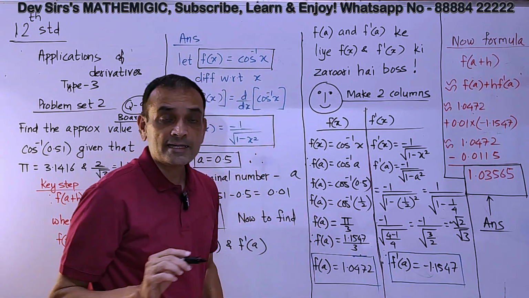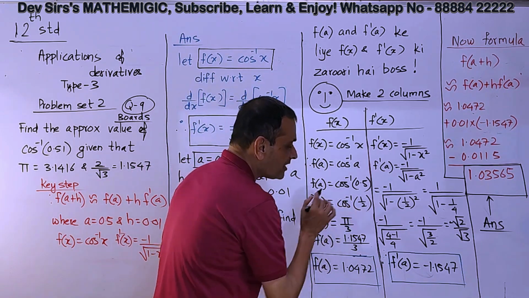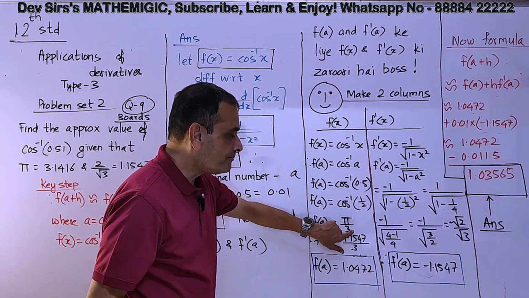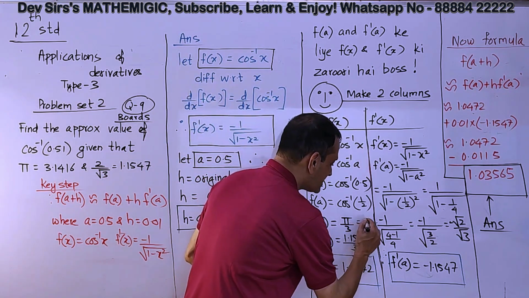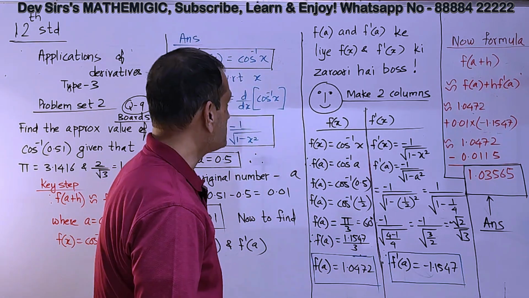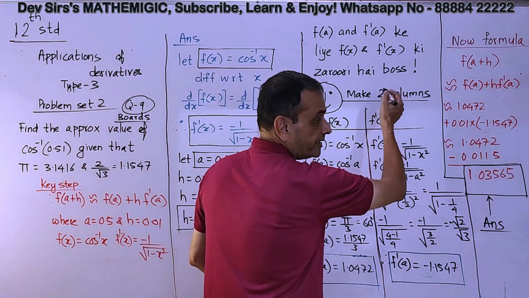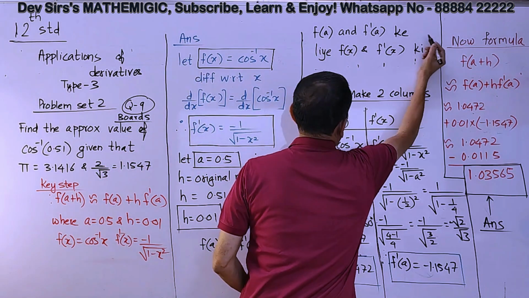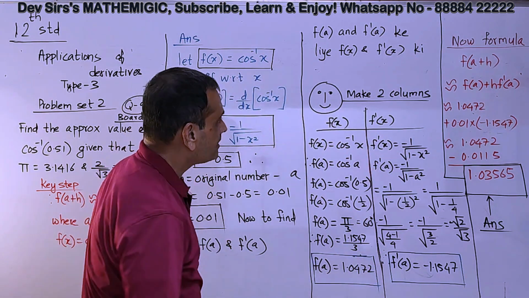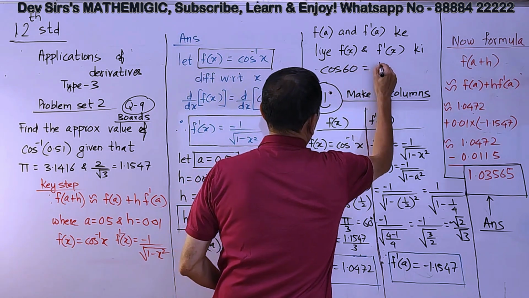Now 0.5 means half. Now you will realize why we selected 0.5: because we know the value of cos inverse half. Cos inverse half is pi by 3, that is 60 degrees. How do we know that? I will just show it here. See, can I show it here? Okay, see, cos 60 is equal to half.